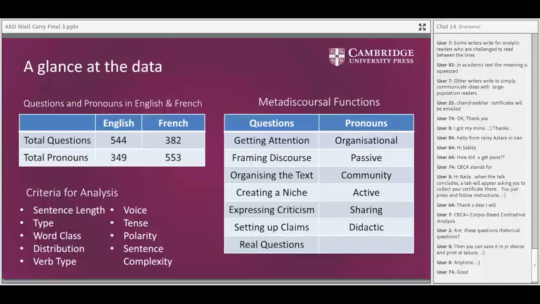And so how I analyzed them was across multiple different criteria. I took the questions, broke them down into individual functions, and then within each function, I looked at things like sentence length, the types of questions or pronouns, and the word classes. I looked at where they were occurring in texts, the types of verbs they were being used with, whether it was passive or active voice, the tense, whether they're being used in positive or negative sentences, and how complex the sentence was. The reason for this was to try and identify what kind of trends were happening. So what do we do in English when we're trying to create a niche or express criticism? And what do we do in French when we're trying to express criticism?